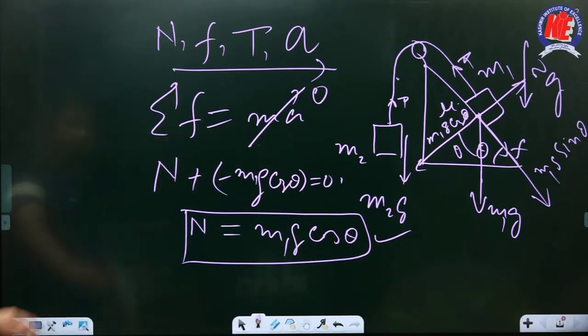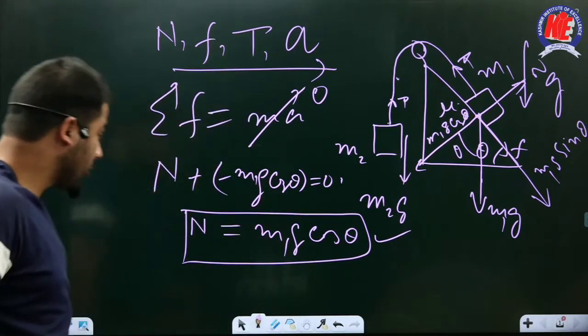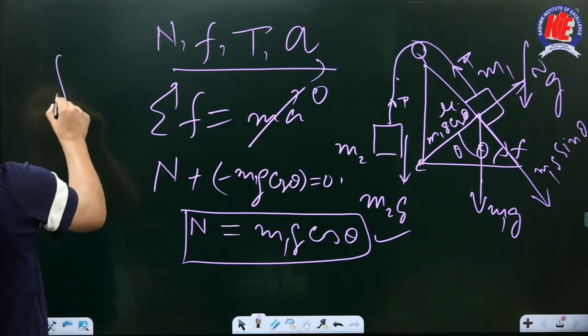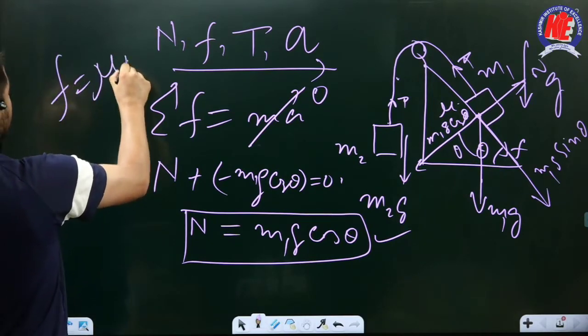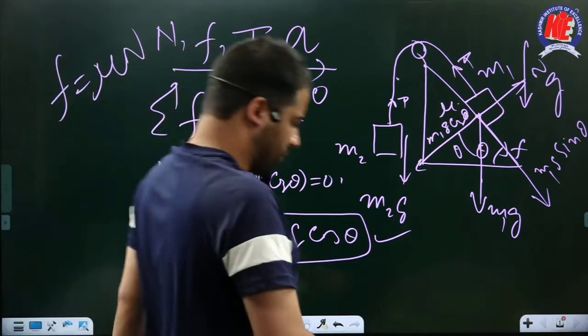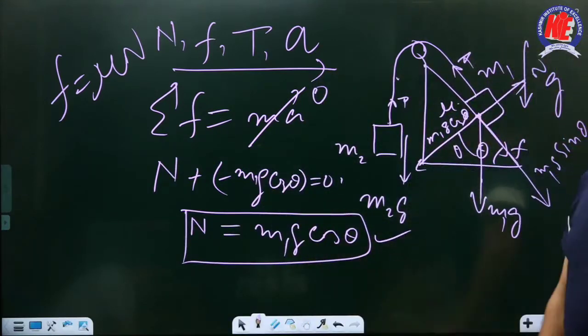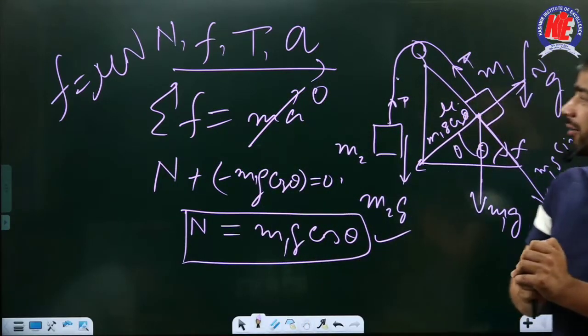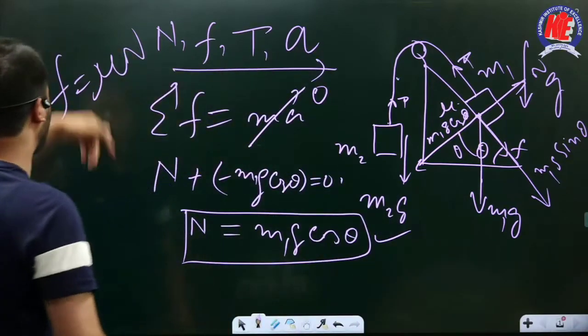Now, when we talk about the second unknown here, it's the frictional force. You know the frictional force is defined as F equal to mu times N. Although it's an approximation, it holds well in a number of cases. So what will be the value of this frictional force?